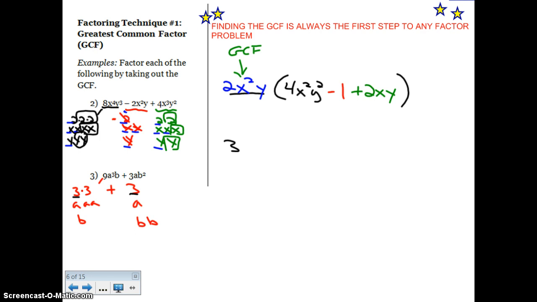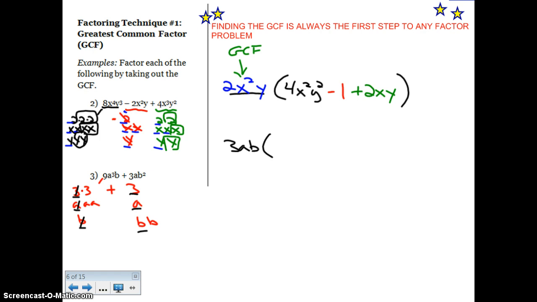You don't have to have that line out there. I was just doing that for demonstration. You have an a here and an a here. So a is going to be part of the GCF. And then you have a b here and a b here. So b is going to be part of the GCF. So our GCF is 3ab. Okay, everything else that we didn't cancel out is going to go back inside the parentheses.